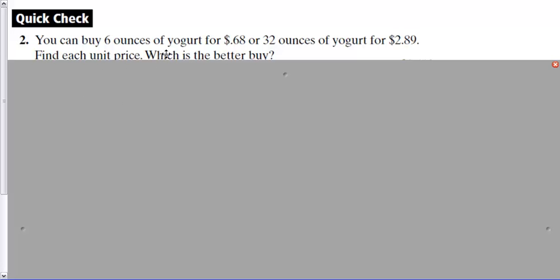I want you to try quick check 1 all by yourself. So the question asks, you can buy 6 ounces of yogurt for 68 cents or 32 ounces of yogurt for $2.89. Find each unit price. So how much does 1 ounce of yogurt cost? Which is the better buy? Remember, write equivalent fractions. If you don't write equivalent fractions, you're not setting yourself up for success. So give the video a pause and let's see how you do.